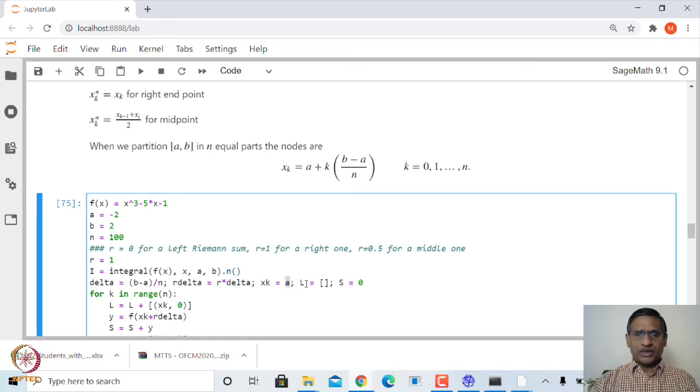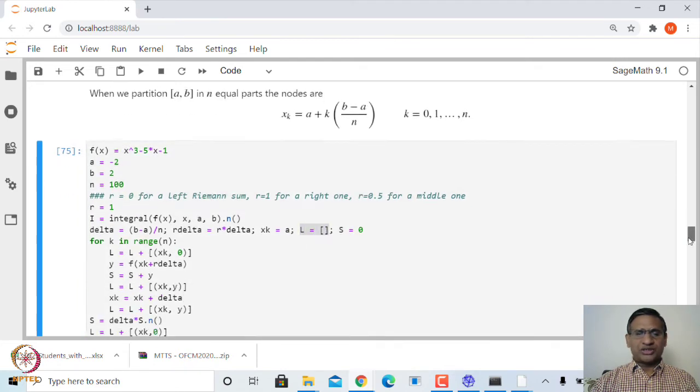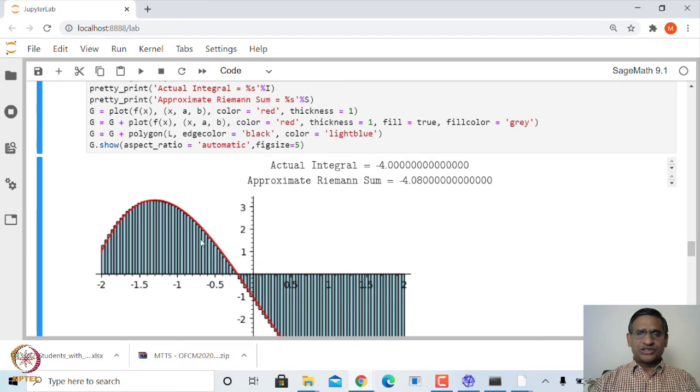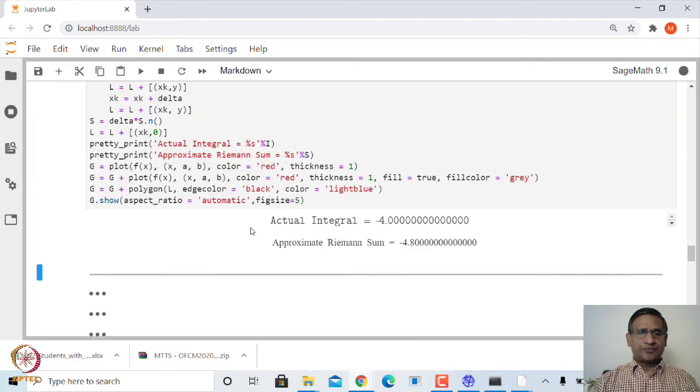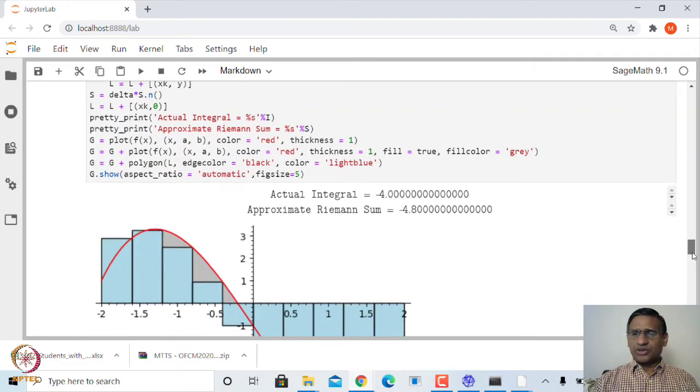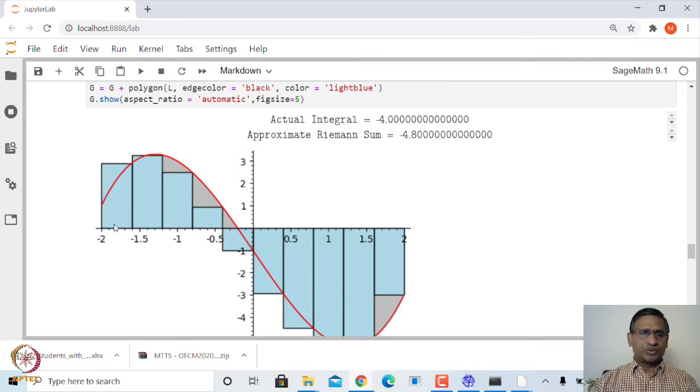Initially x k is a, and this is the set of all the points, because you need to plot these rectangles. The way you need to store these rectangles, let me first make it a small interval, let us say 10. The way you plot these rectangles is first you plot this point, then this point, then this point, then this point, and then you again go to this point, and then to the next point, and like this.